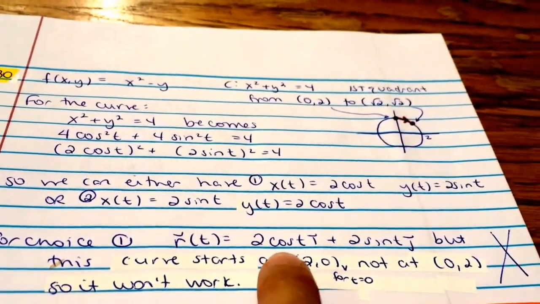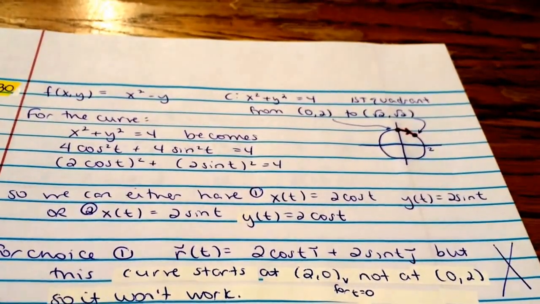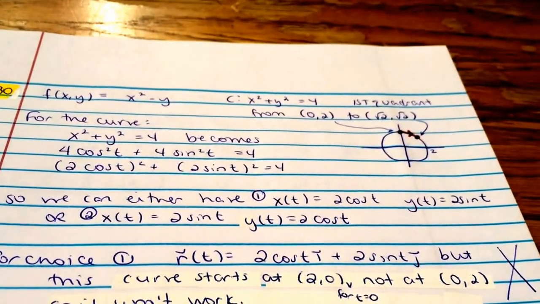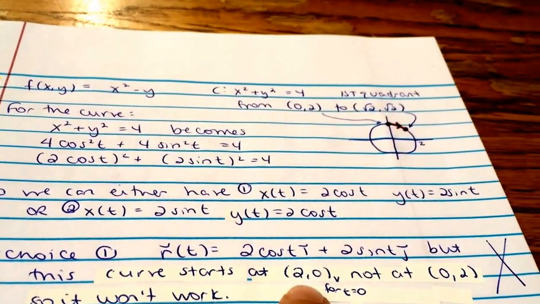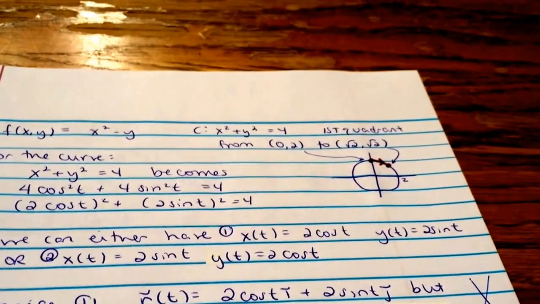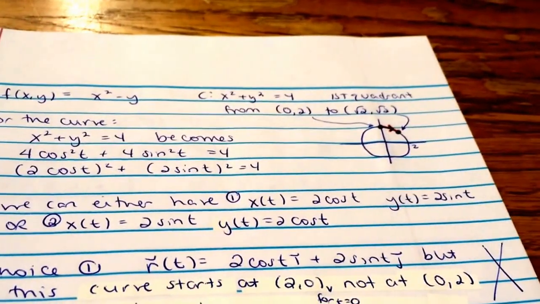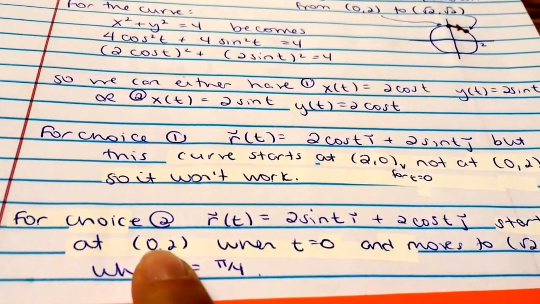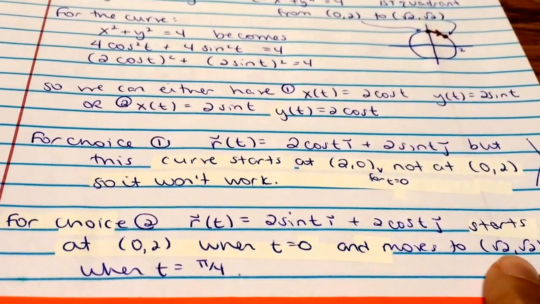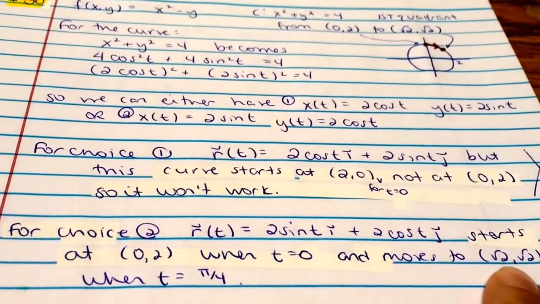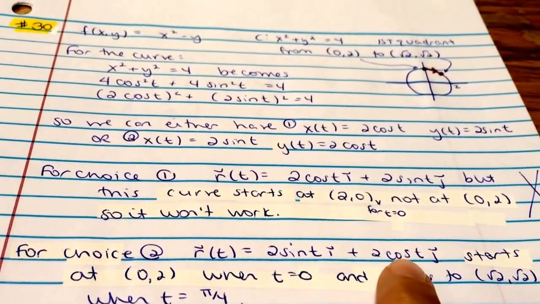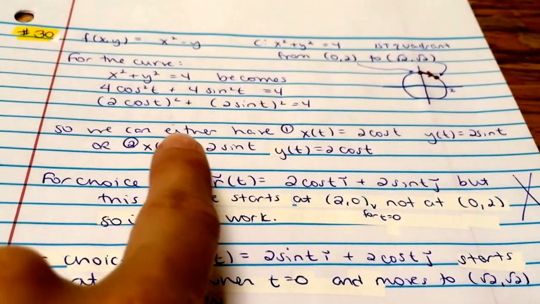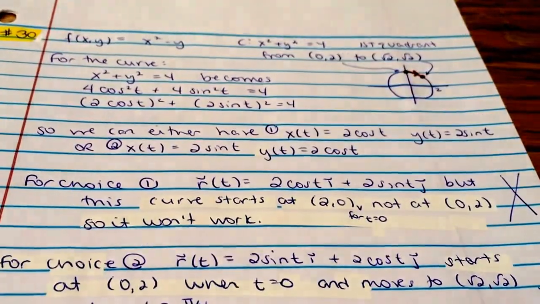If you try it this way, what is on the paper? This curve starts at, when t is 0 is where it's starting. When t is 0, it starts at 2, 0, but I need to start at 0, 2. So this one's not going to work for me. But if I try the other one, when t is 0, it starts at 0, 2, and then it moves to this point when t is pi over 4. And so this is the one I want, with the x being sine and the y being cosine. So you could have done it in either order. Either one of those could be x or y. It just depends on where you want it to start as to which one you're going to choose.